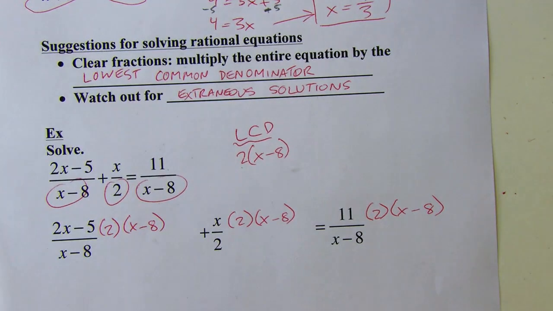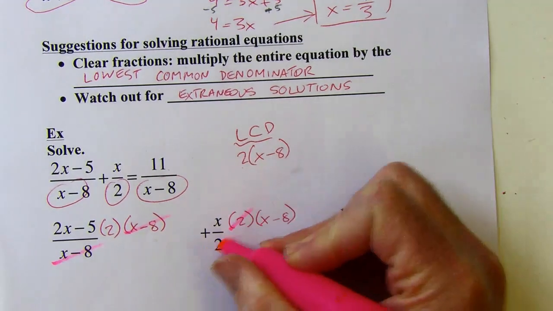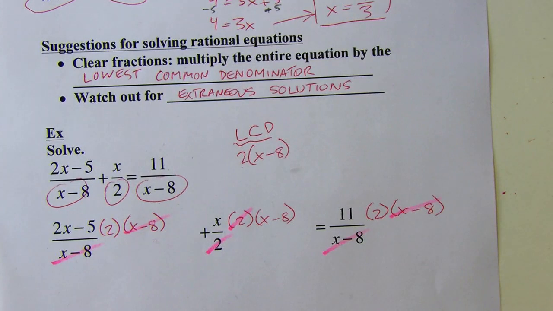And then I'm going to do some canceling. So the x minus 8's cancel, the 2's cancel here, and the x minus 8's cancel again. And then when we look at what's left, there's not going to be any fractions left, right? I canceled all of the denominators.